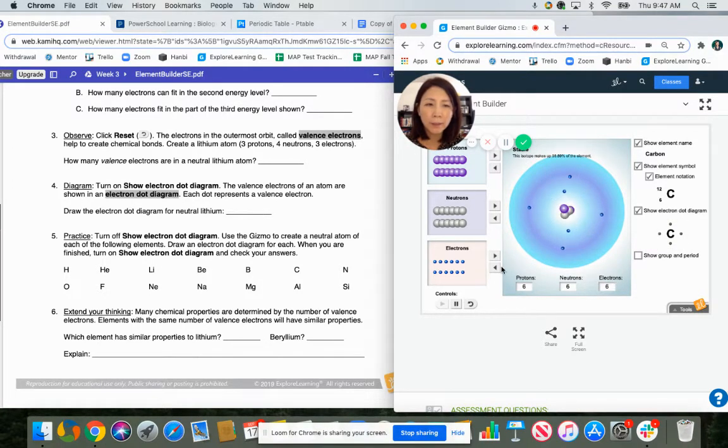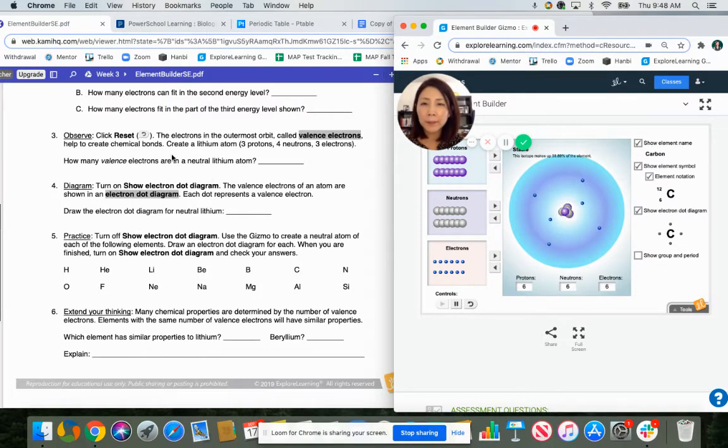Because remember, all elements like to have a full orbit. So ideally, this second orbit fills up at 8 electrons. So you can fill up to 8 there. And so carbon only has 4. So you can see that carbon is ready to bond with lots of things.